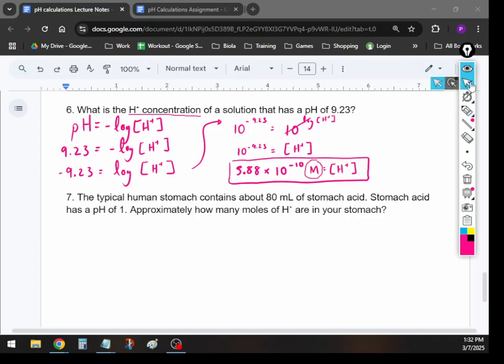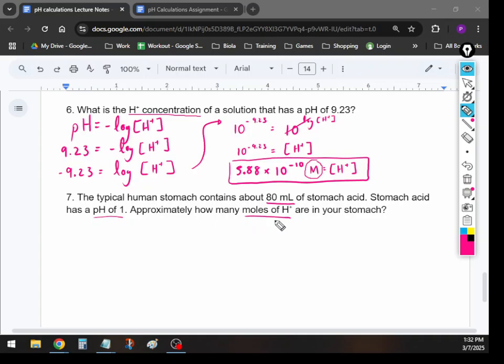All right, let's do the last type of problem. We're going to do this one together, step by step, and then we're all done. All right, so in this problem, we're talking about your stomach acid. So a typical human stomach, if you look down at your stomach, there are about 80 milliliters of stomach acid in there to digest your food. Not a lot. Stomach acid has a pH of 1. Okay, and we are looking this time for moles of H+.